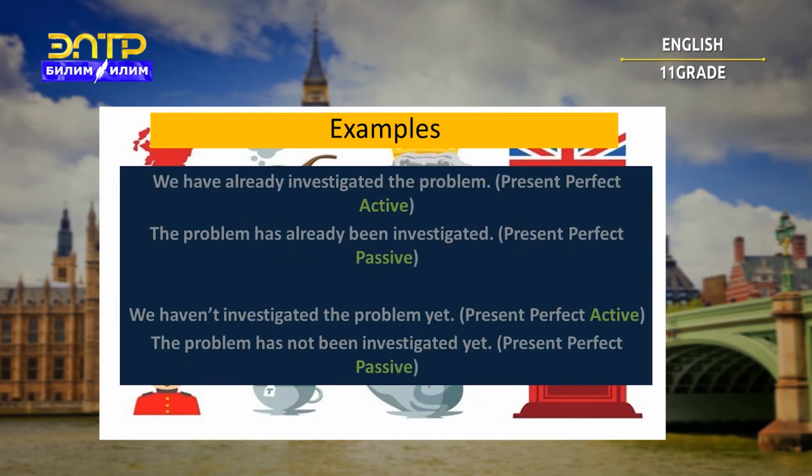Examples. We have already investigated the problem. Here is the active. The problem has already been investigated. In passive. We haven't investigated the problem yet. This sentence is in active. The problem has not been investigated yet. And here we use passive.